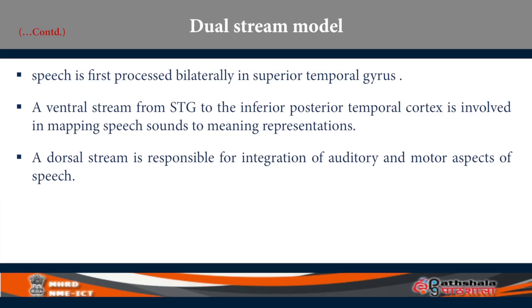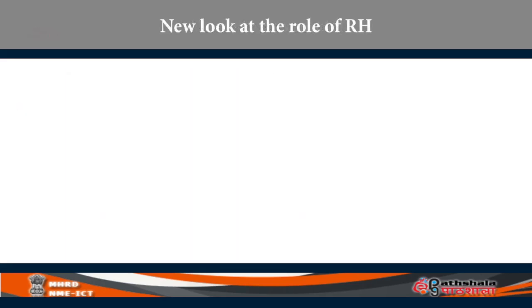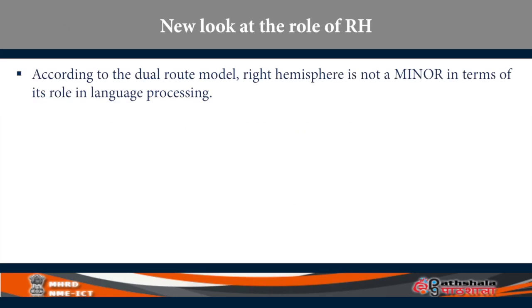The dual stream model is supported by a whole lot of neuroimaging and electrophysiological studies, also lesion studies. People are now paying more attention to the so-called minor or right hemisphere. In the classical model, they ignored it, they said the right hemisphere doesn't play much role in language. Now they are looking more closely at the right hemisphere. According to the dual stream model, the right hemisphere is not minor anymore. It does play an important role in language processing.